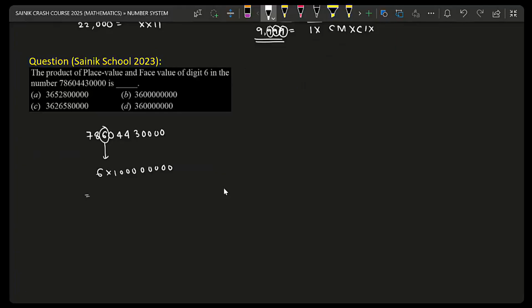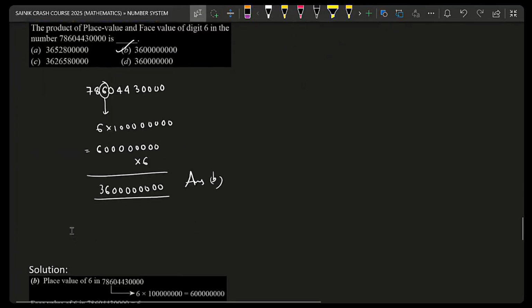And if you multiply, you'll be getting 6 followed by 00000. And we know face value is itself, that is 6. So just multiply by 6. You'll be getting 6 sixes are 36 followed by zeros. So this is the answer. That is answer B. So those who gave correct answer B, all the 7 students.